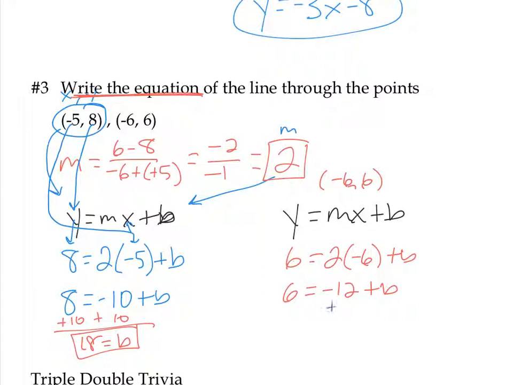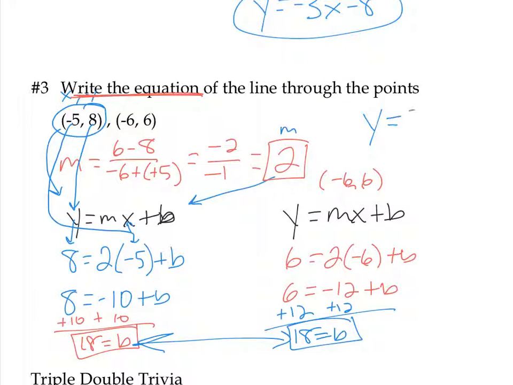And when you add 12 to both sides, you're going to get 18 equals b. Still the same y-intercept. It doesn't matter. So you can use any point you want in the slope to find that y-intercept. Then again, our equation of our line will be y equals 2x plus 18.